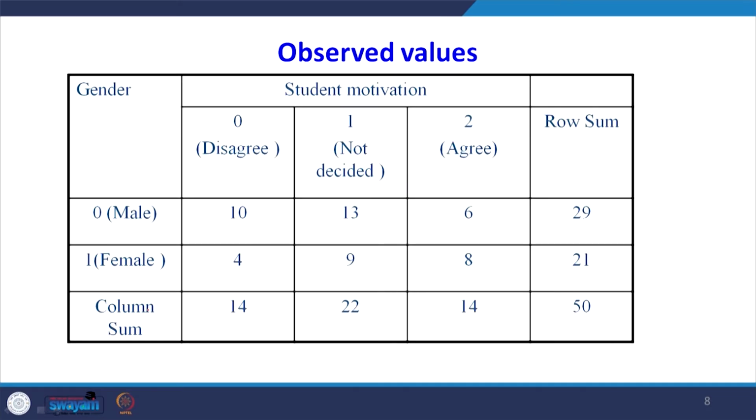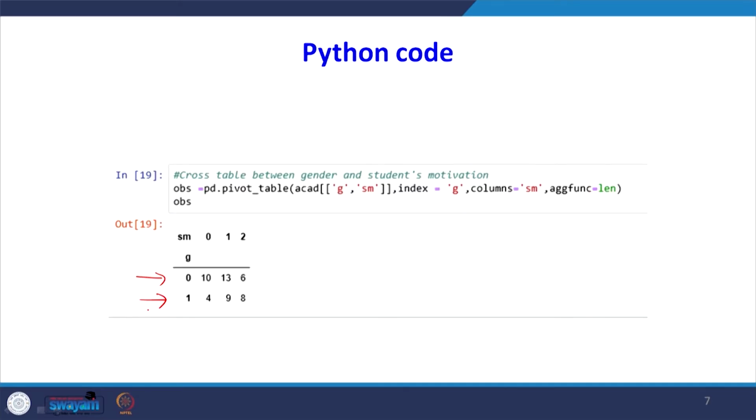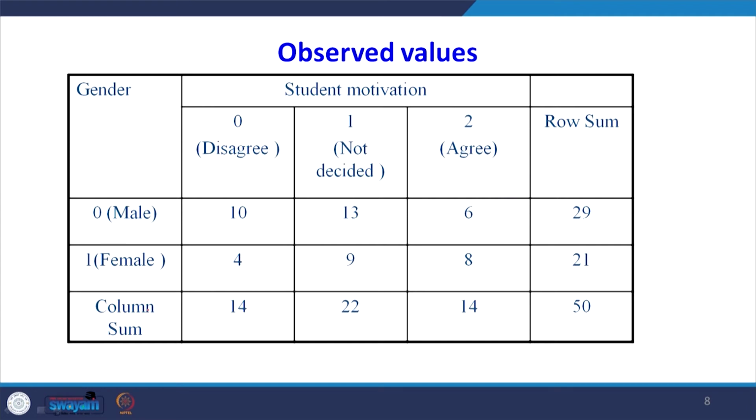The previous table shown here, I have just written in the presentation. In the rows, 0 means male and 1 means female, that is the code I have used for gender. Student motivation has 3 levels. The question I asked is, are you willing to spend extra time for getting more marks? 0 is disagree, 1 is not decided, 2 is agree.